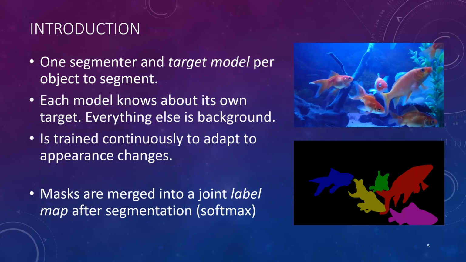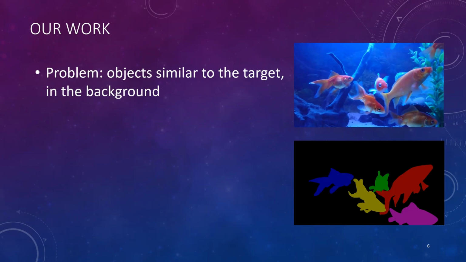Up until this point, the segmenters are operating separately, but in the last step of the processing of a video frame, their target masks are combined into a so-called label map. The most common way is to regard it as a classification problem and select the most likely object on a per pixel basis. But there is a problem here. If you pick any target, there could be other objects that are more similar to that than the background. So we require that the target model should not only tell the target and the background apart, but also deal with objects in the background that are similar to the target.